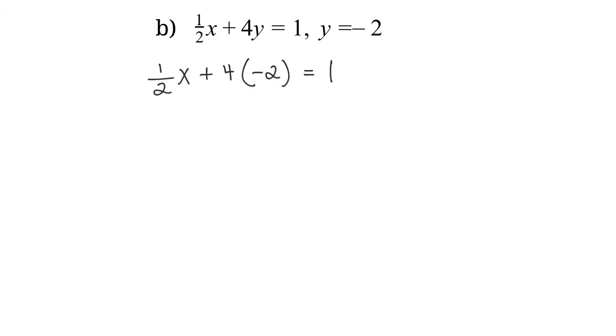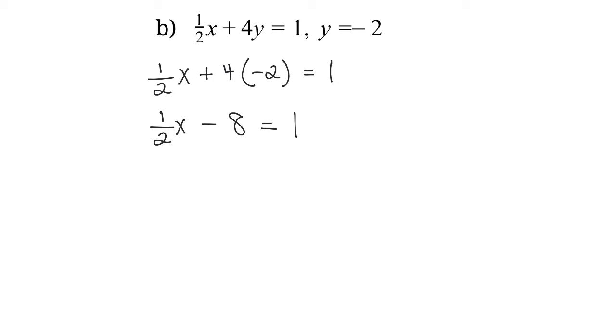So the first thing that I did was I took the value of y equals negative 2 and I substituted it, or inserted it, into the first equation. Because by knowing that y equals negative 2, that means that wherever I see the letter y in another equation, I can replace it with negative 2. So that's what I've written down here on the screen. And now I'm going to go ahead and simplify this. So I've got half x. 4 times negative 2 is negative 8, and that is all equal to 1.